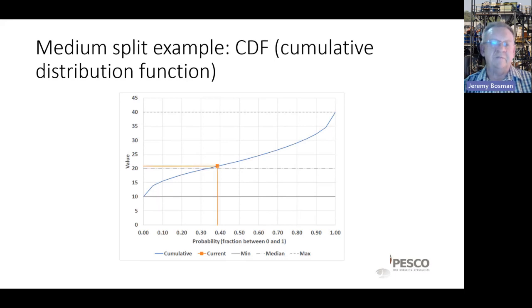So you can see there, the first gray line is at 10, which is the minimum. Then you've got 20, which is the most likely, and 40, which is the maximum. And as you generate these random numbers, you can see you pick different points of that curve and you generate different values of the medium split.